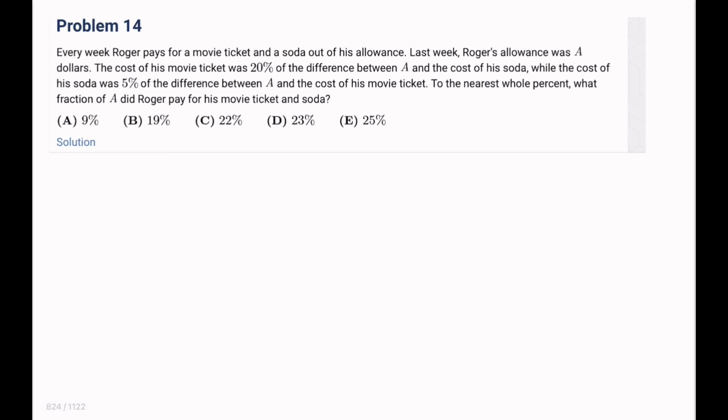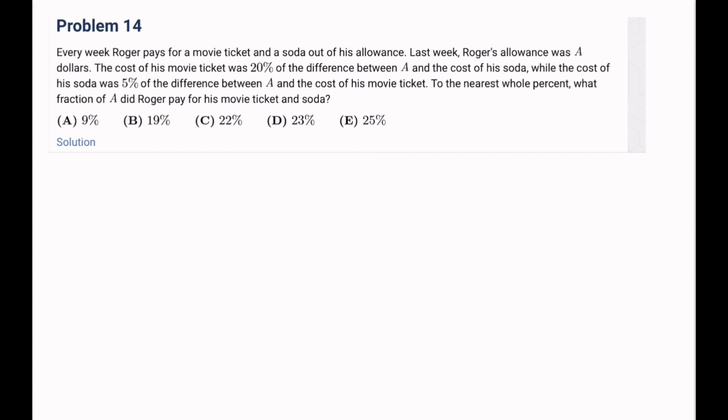Number 14. Every week, Roger pays for a movie ticket and a soda out of his allowance. Last week, Roger's allowance was A dollars. The cost of his movie ticket was 20% of the difference between A and the cost of his soda, while the cost of his soda was 5% of the difference between A and the cost of his movie ticket. To the nearest whole percent, what fraction of A did Roger pay for his movie ticket and soda?